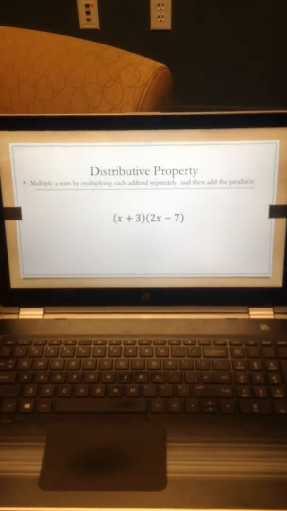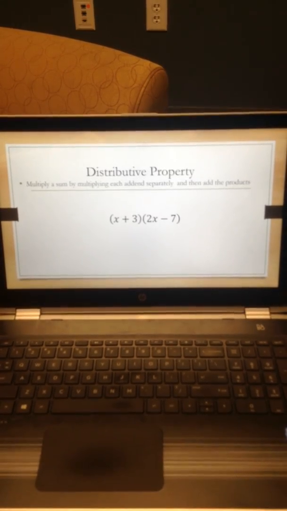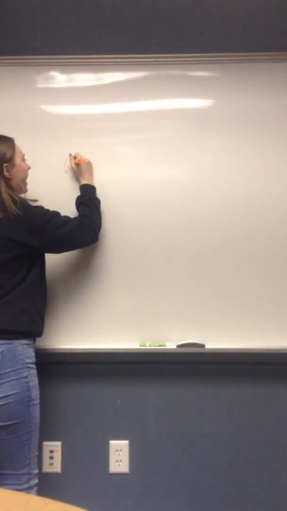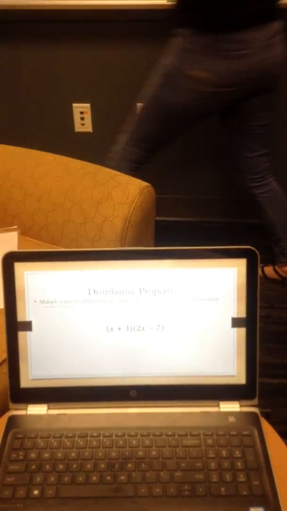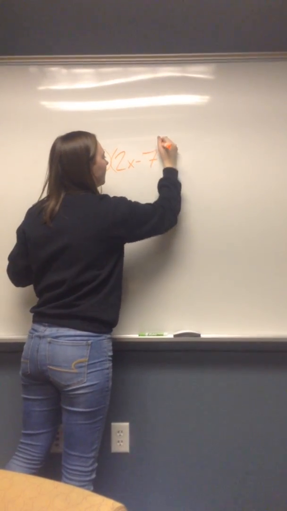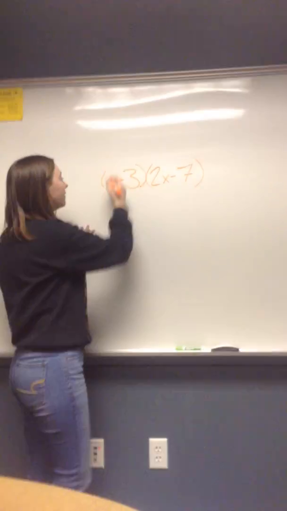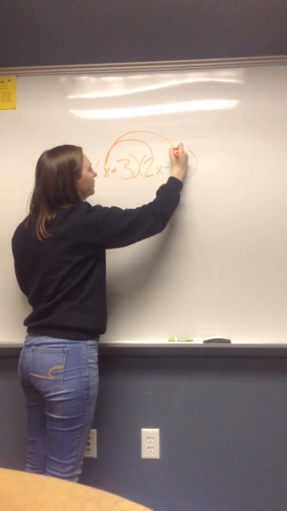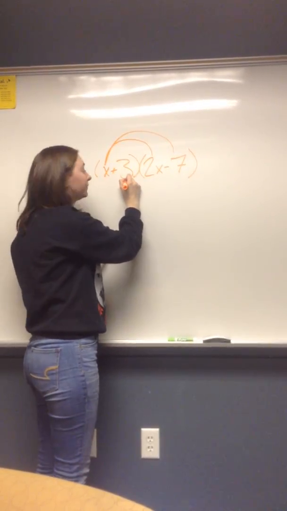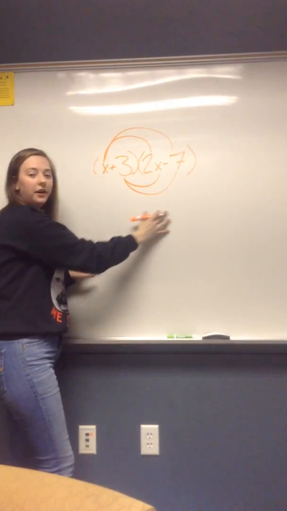Alright, so the first property I want to talk to you guys about is the distributive property. What it does is multiply a sum by multiplying each addend separately and then add the products. So I have quantity x plus 3 times quantity 2x minus 7. The distributive property is kind of like a rainbow. You're going to take this term, multiply it to this term, then take the same term and multiply it to that one. And same with this term: you multiply it with that term, and then add it all together.